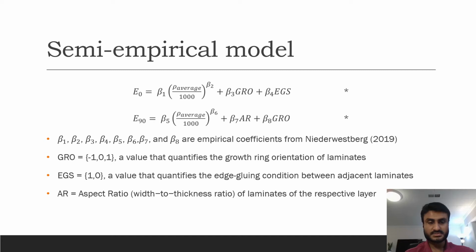Here the rest of the terms introduced in equation 1 are described. The rho average is the average density value of the laminates in kg per meter cube. Beta coefficients are adopted from Nieder-Westberg's thesis. The rest of the terms are as described here. The growth ring orientation of 45 degree is taken as the base value and assigned a value of 0. Flat stone laminates are assigned a value of -1 and quarter stone laminates are given a value of +1.